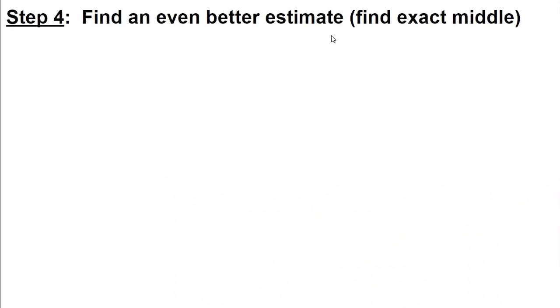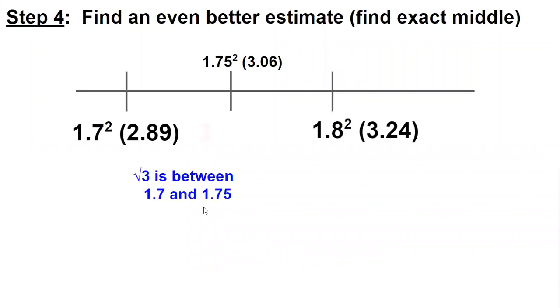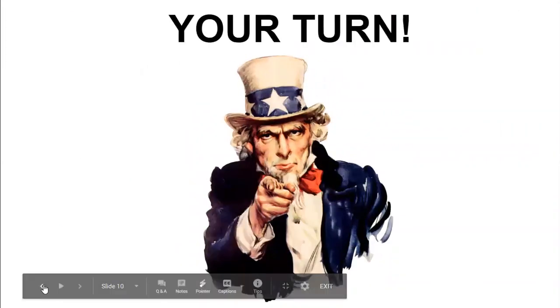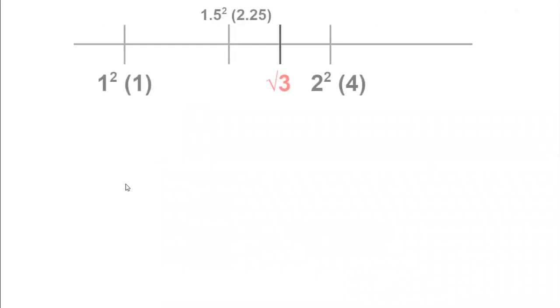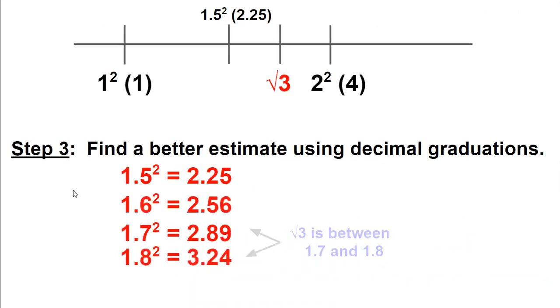Okay, now we know it's between, actually let's go back one. Put that back again. Oh, I went the wrong way. I'm gonna go backwards. What is going on? What slide number was it? I think it was 8. Let's see. Yeah, it was. Okay. I want to go back to this for just a second. Okay, we decided that the square root of 3 was between 1.7 squared and 1.8 squared.